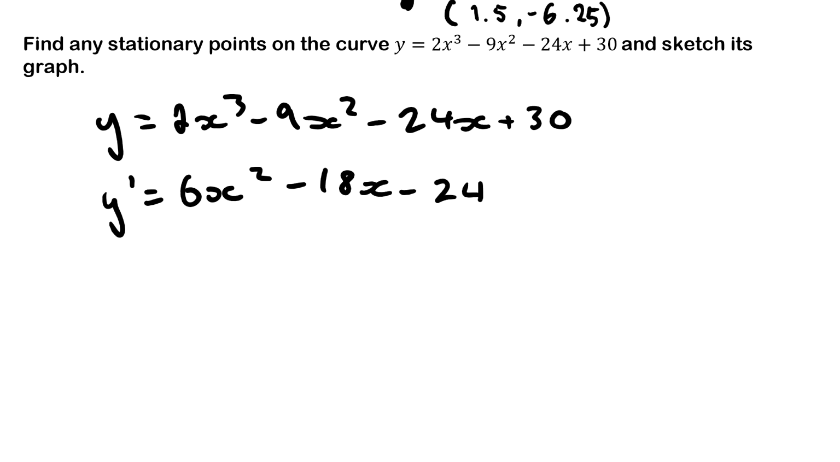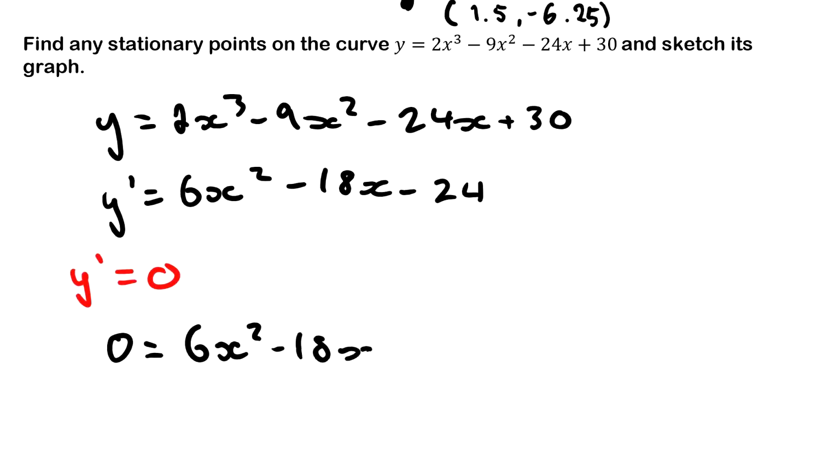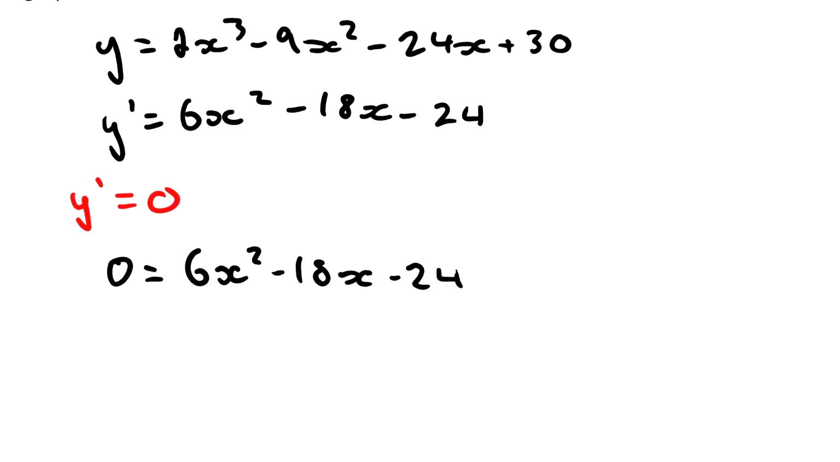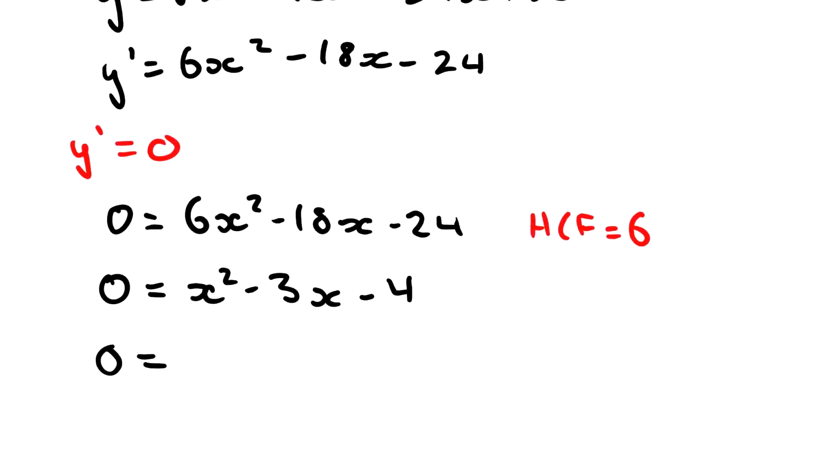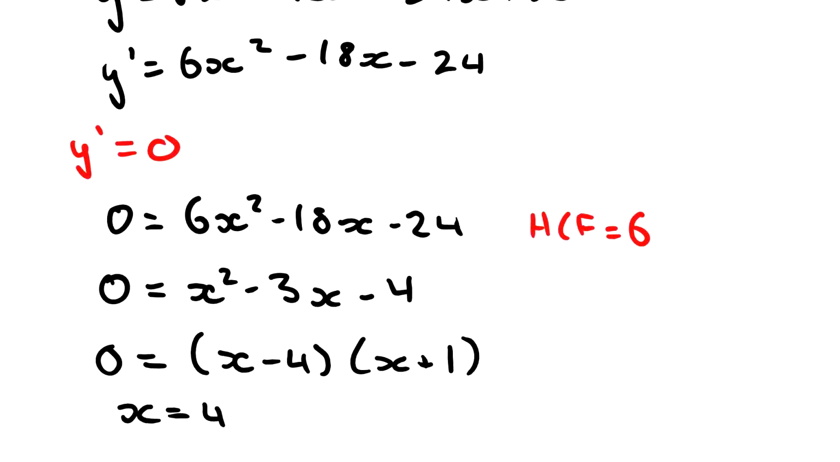We want to find our stationary points. So remember, that occurs when that is 0. So we go 0 equals 6x squared minus 18x minus 24. There's a common factor there. The highest common factor there is 6. So let's divide everything by 6. We get x squared minus 3x minus 4. We can factorize that down to get x minus 4, x plus 1. So there's two stationary points, one at x equals 4 and one at x equals minus 1.